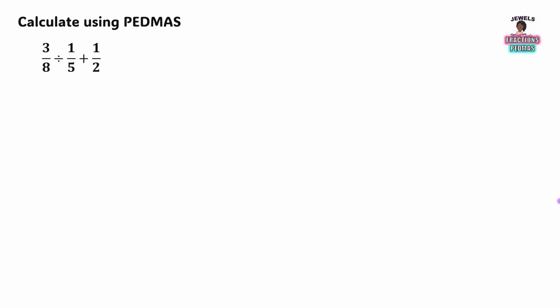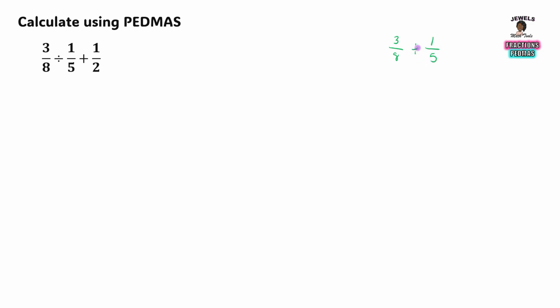So in our question today that we are solving, we're working with our division and addition operations. Now, as you know, in PEMDAS, division comes before addition. So that means that we're first going to work out our division operation before we even begin to add our fractions. So let's begin. We have our fractions 3/8 being divided by our 1/5.